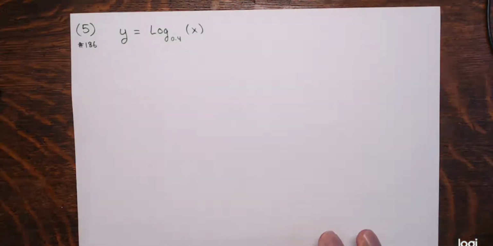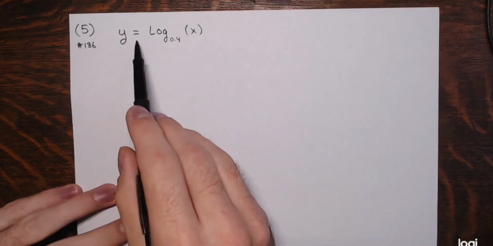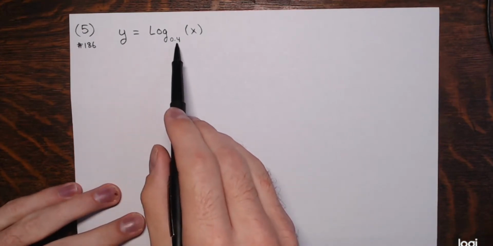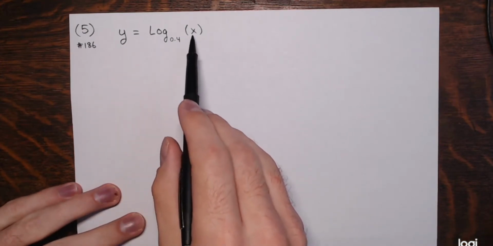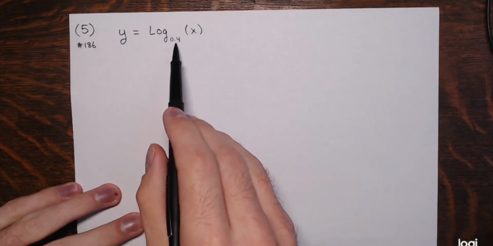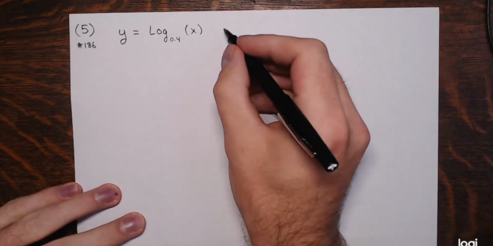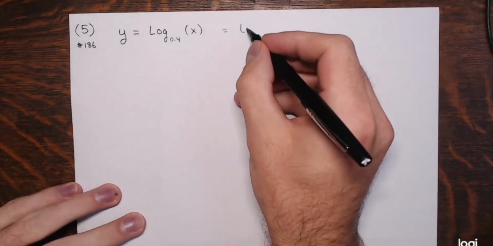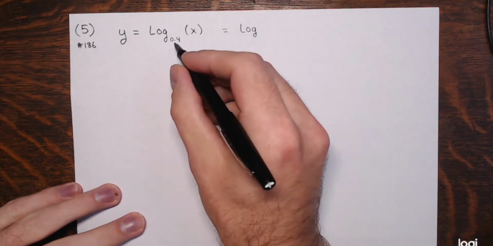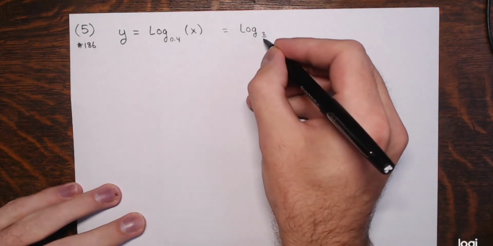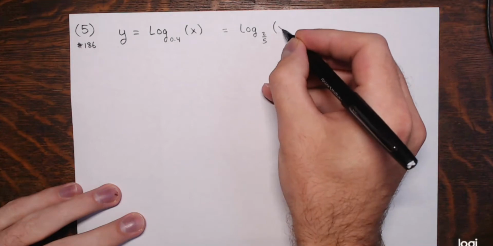Alright, so here we have y equals the log base 0.4 of x. Again, this base is less than 1, but still positive, right? We're always dealing with positive bases. And you could also think of this, if you don't like 0.4, that's 2/5. The log base 2/5 of x, same thing.